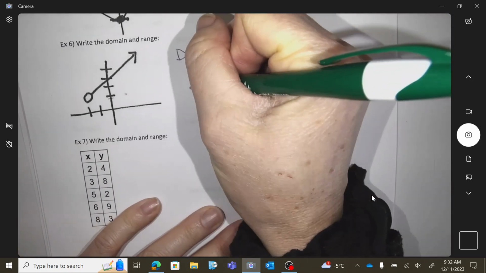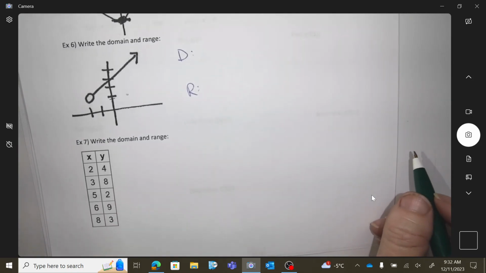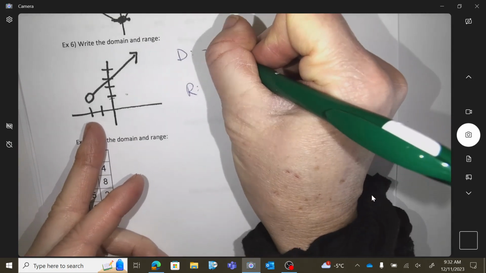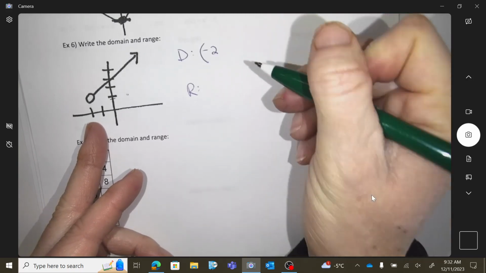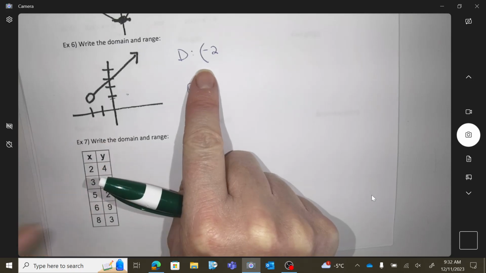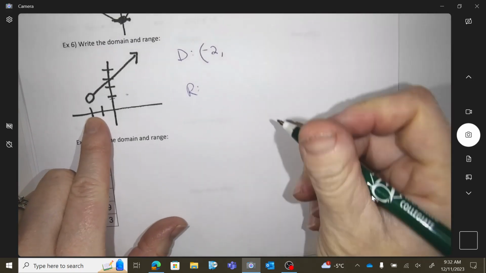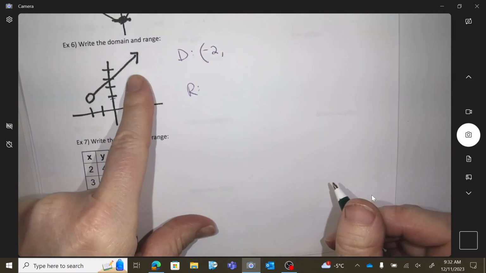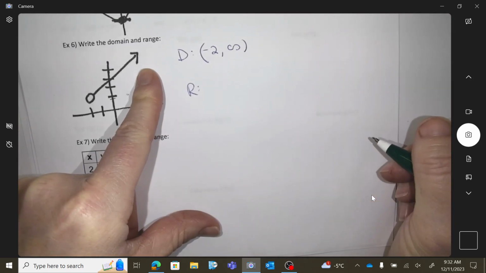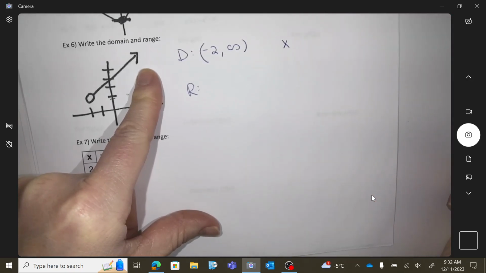Okay, domain, range. What's the most left this graph would be? So -2, not exactly. So I'm going to write a soft bracket, a round bracket, because it doesn't exactly go to -2. To the most right, where do we go to the right? Arrowhead, so forever. X is what inequality?